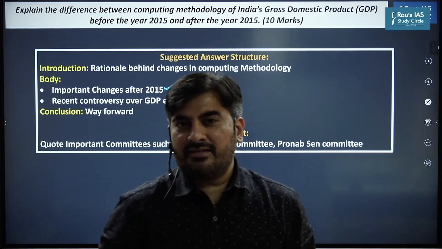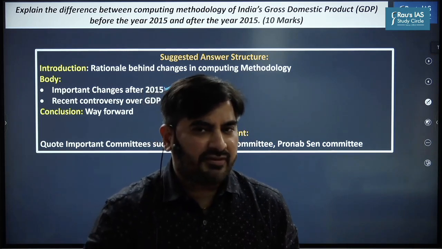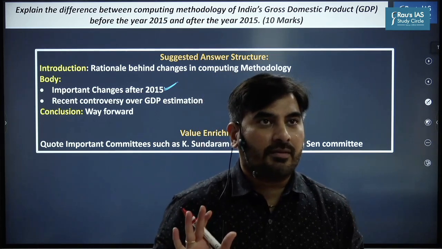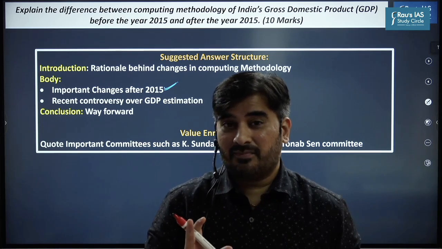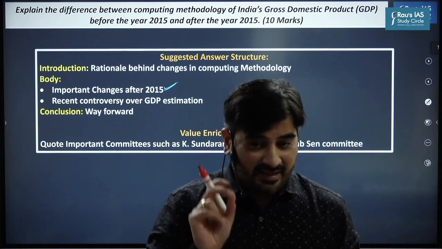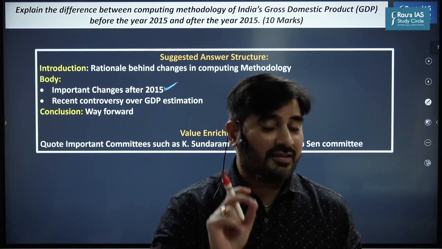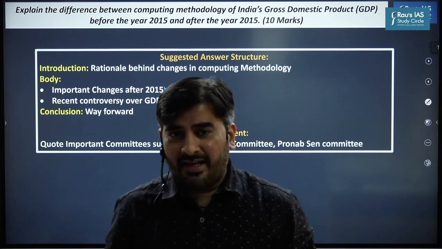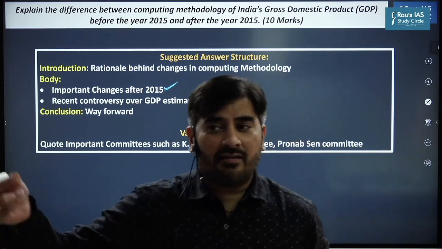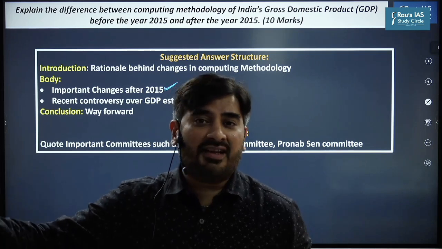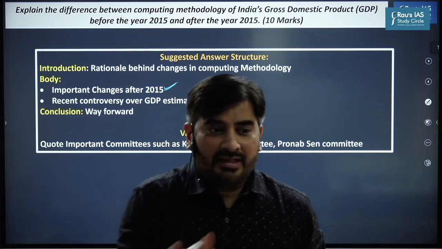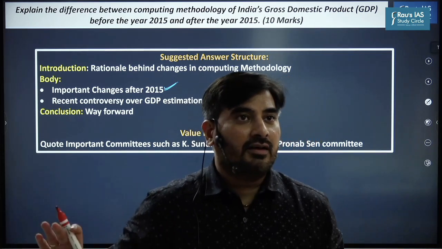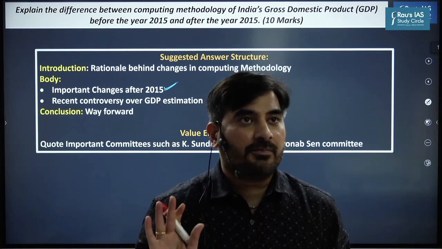After discussing the changes, very briefly touch upon how these recent changes have created controversy. Don't explain that in detail, because that is not the requirement of the question. Just touch upon these changes as to what controversy it has created. For example, you can just write that after these changes, some of the economists have highlighted that GDP numbers are inflated by 2.5%. However, it has been argued by the economic survey that these fears are unfounded. That's it. One statement alone will be more than sufficient.